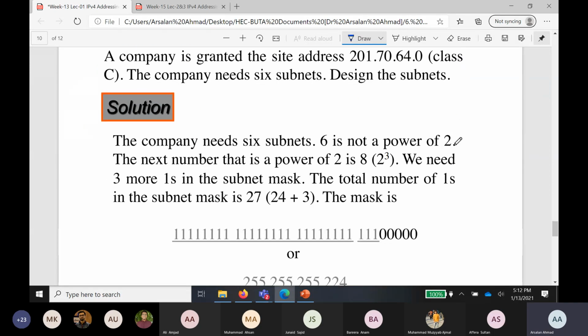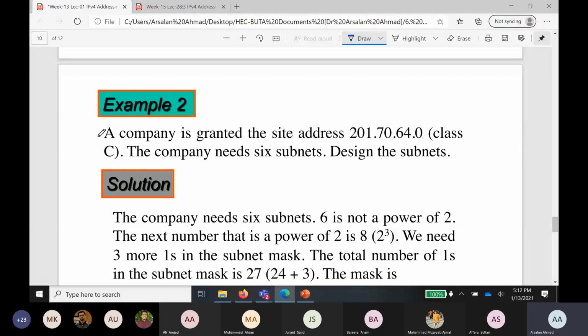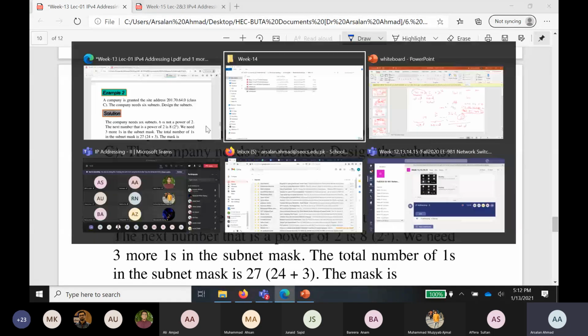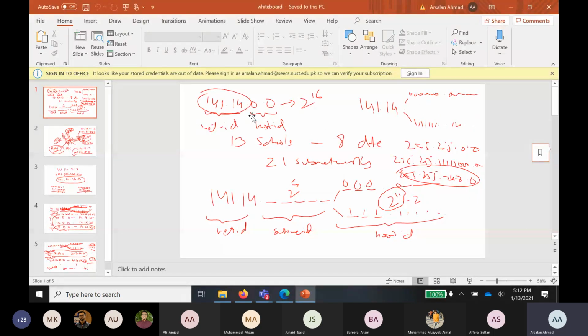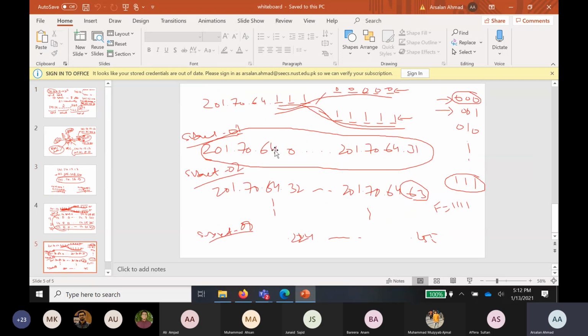Another example we did yesterday was this one. In this example on the board, we solved a subnetting problem of a class B address. We took the example of NUST and performed the subnetting, and these were the subnets designed.